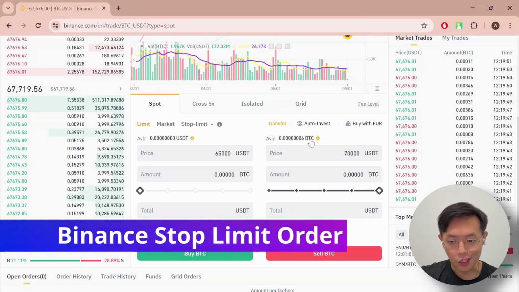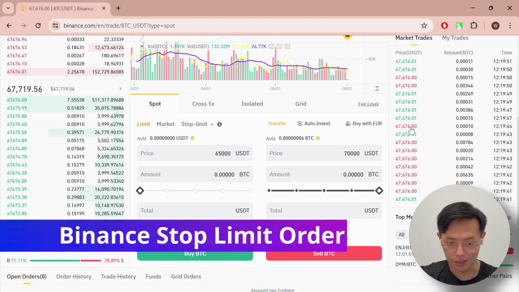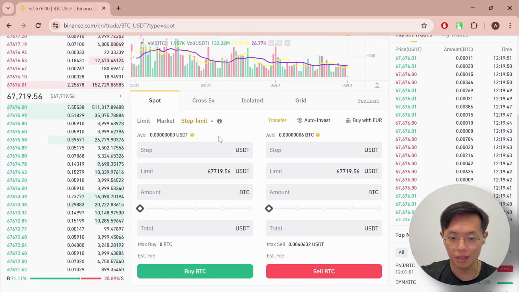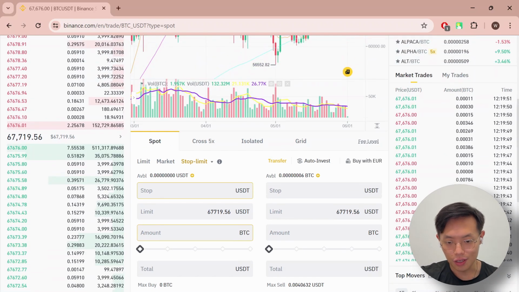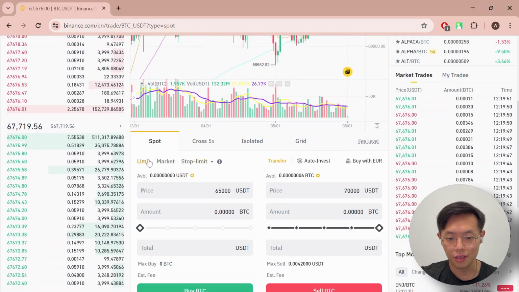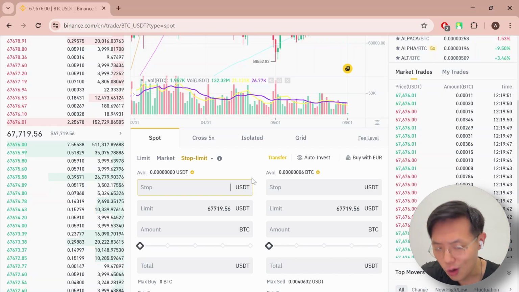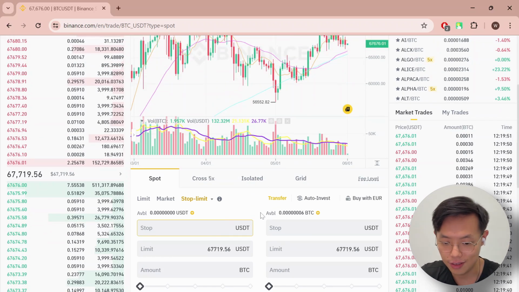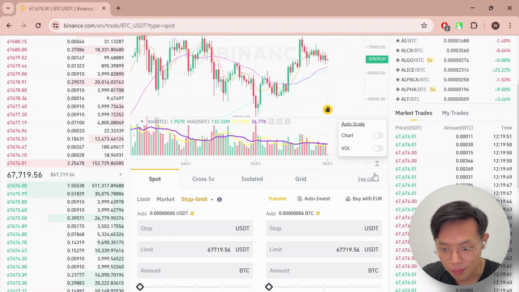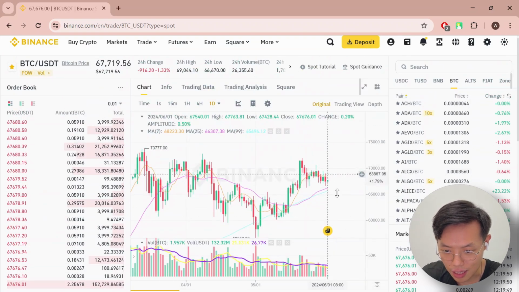So let's dive into Binance and see how to set this up. In this trading page right here, you can see you have stop limit. If you press stop limit, you have a stop price, a limit price and an amount. So the difference from limit is that with limit you only have a price, which is the limit price. A stop limit has an additional stop price. This stop price will trigger your order to place the limit order. You can think of it like that. For example, right now the price is at 67,667, right? So this is the market price.